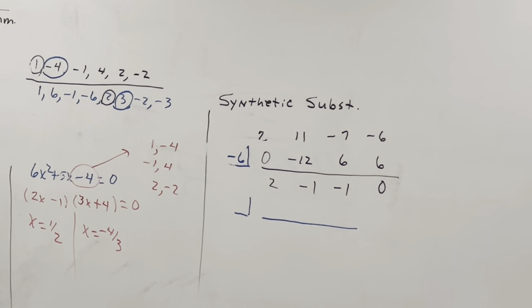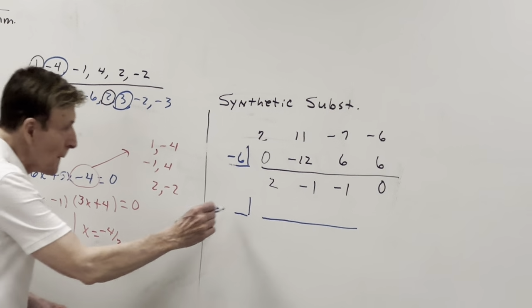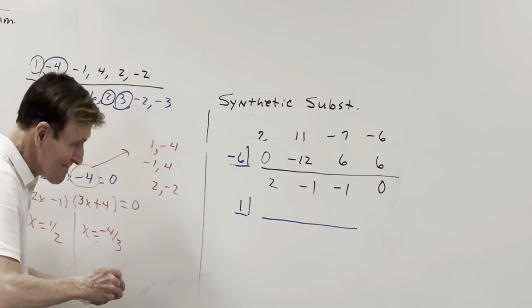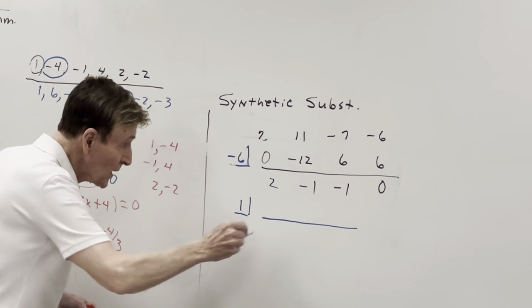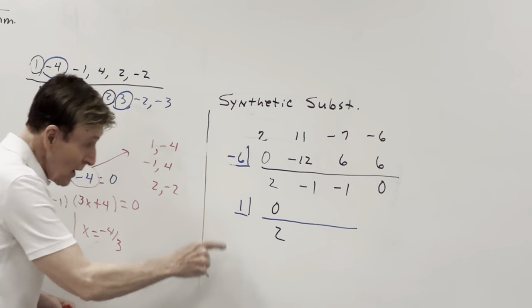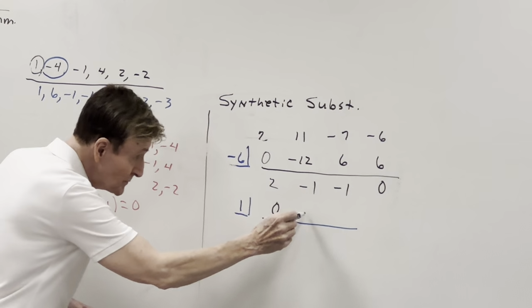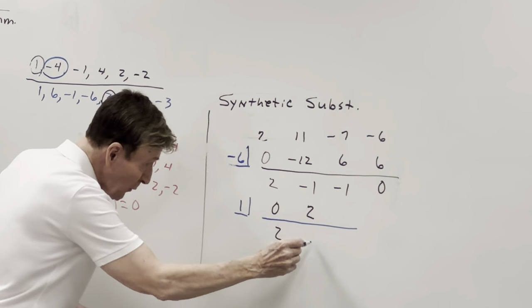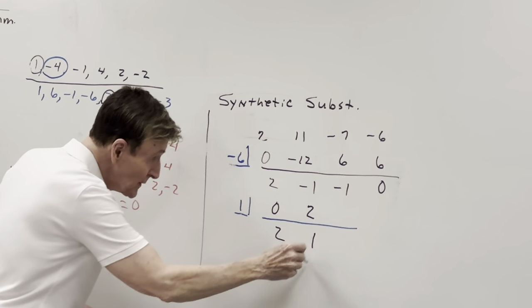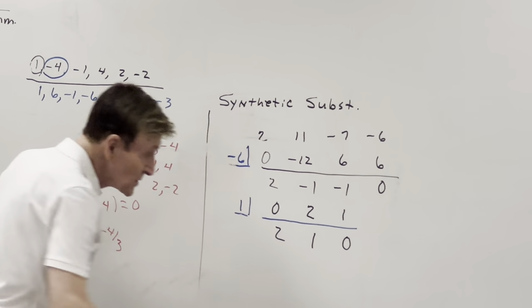Are you talking about 1 or negative 1? 1. You want positive 1. Let's try 1. Okay, 0 here, 2. 1 times 2 gives me a 2. Add them up, you get a 1. 1 times 1, 1. Congratulations.